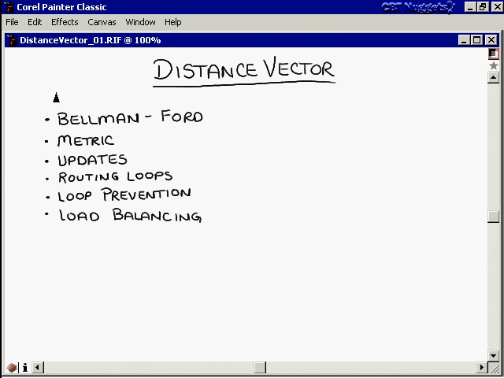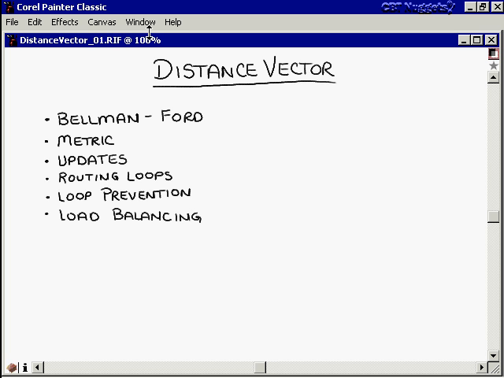All right, so far in this nugget, we looked at Bellman-Ford and its purpose and how it defines distance vector protocols as an algorithm. We also looked at metrics and how their job is to tell you which path is the optimal path to run down. And then we looked at updates, how metrics are passed from one router to another. The next thing we're going to look at is routing loops. It's one of the biggest problems facing distance vector protocols.